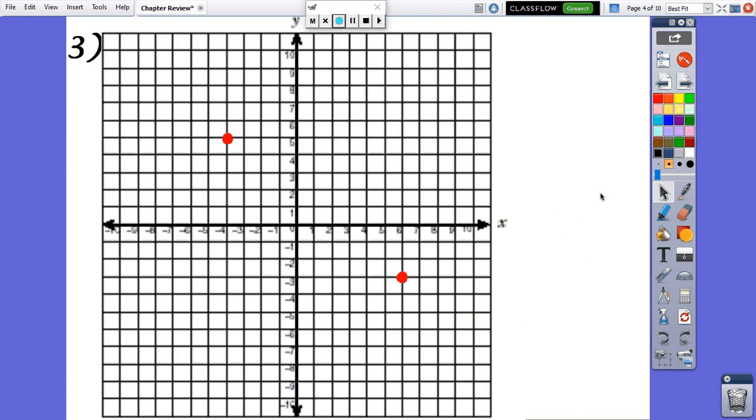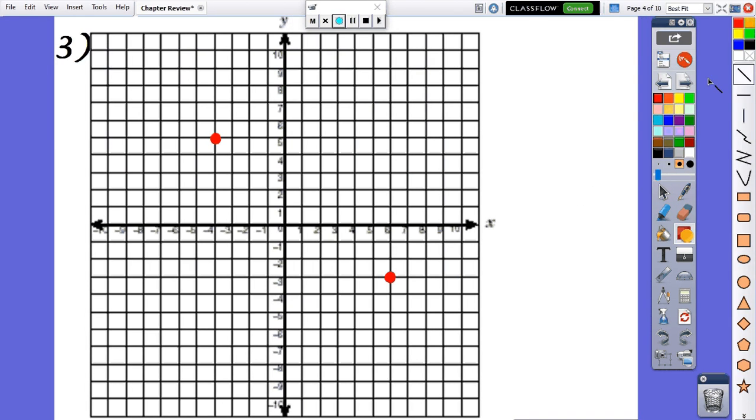Then we looked at graphing problems. We would graph 2 points, and I would ask you, what is the distance, the length between these 2 points? So I've already got the points graphed here for you, and this is the piece that we wanted to figure out. How long was this segment? Or what is the distance between these 2 points?